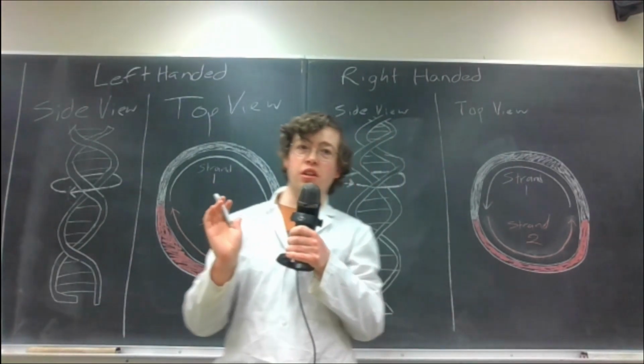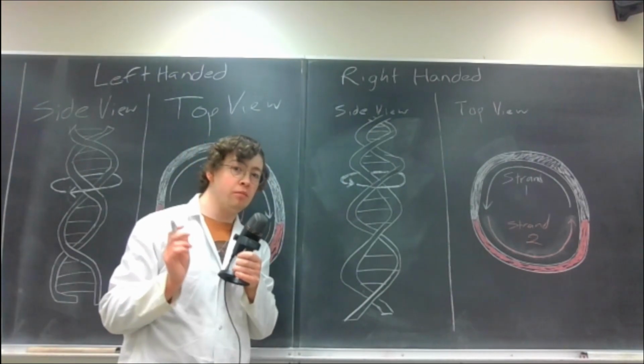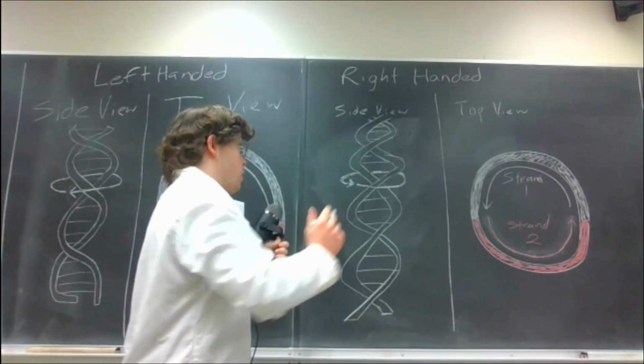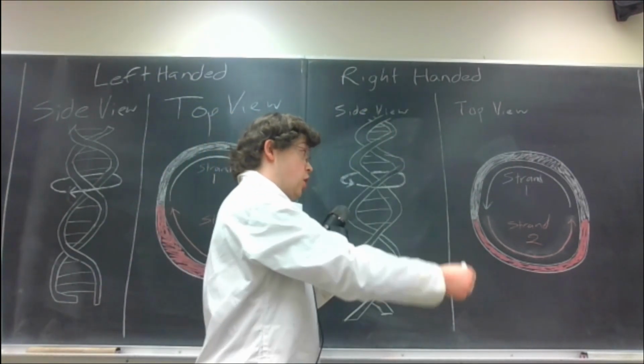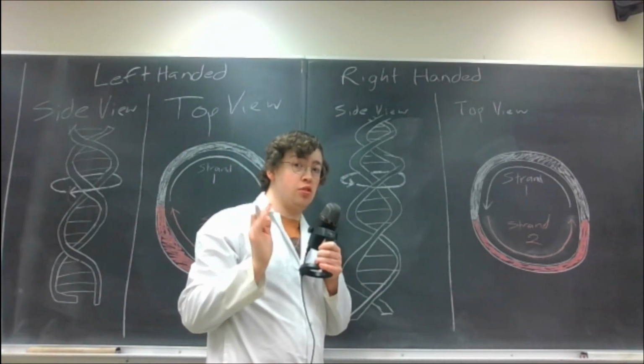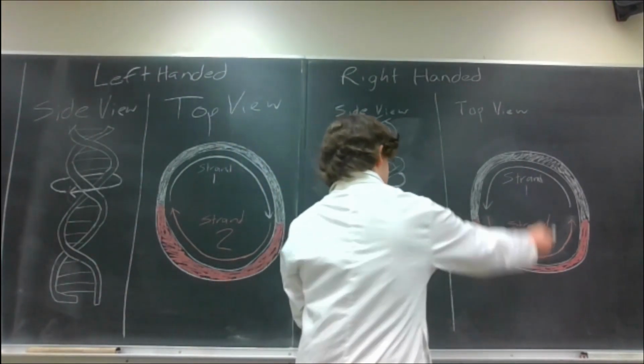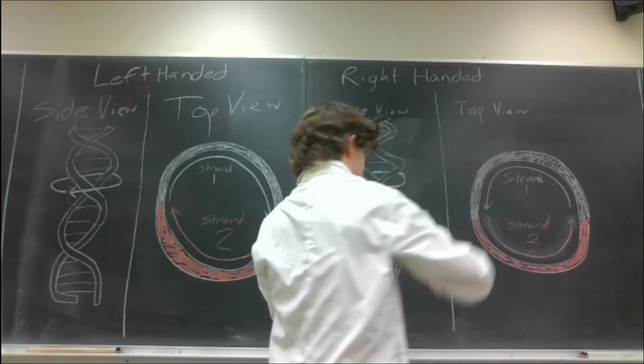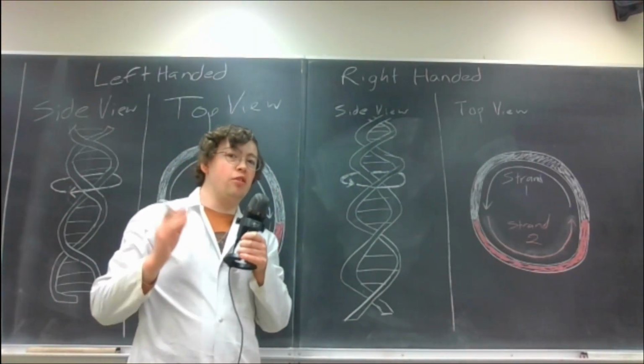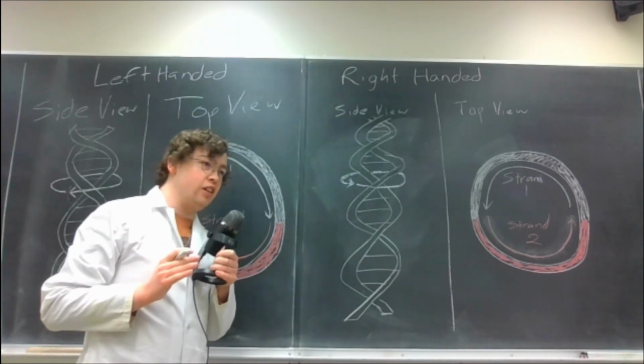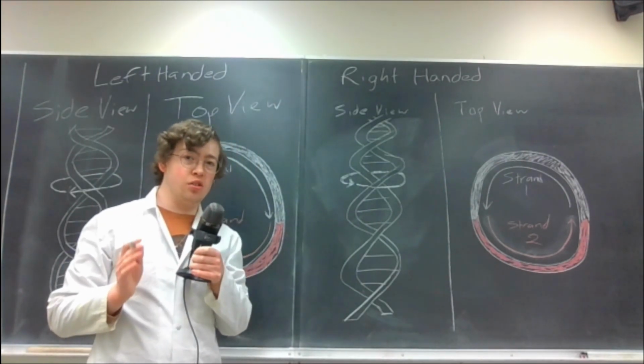So what exactly is the difference between left-handed and right-handed DNA? Well, to make a long story short, if you were to look at right-handed DNA from the top down, you would notice that both of the strands of DNA are spiraling in a counterclockwise direction. Now, when I was taking a biochemistry class, they illustrated the idea of right-handed and left-handed DNA in this way.